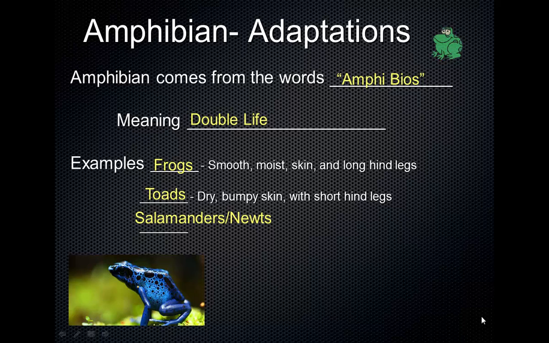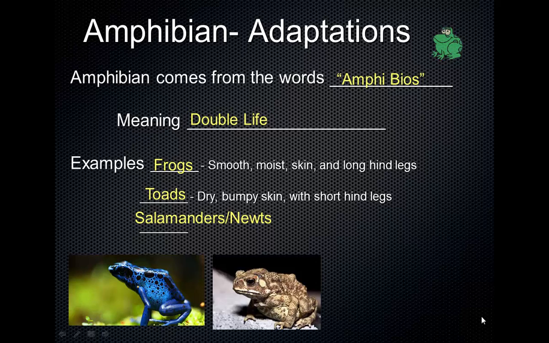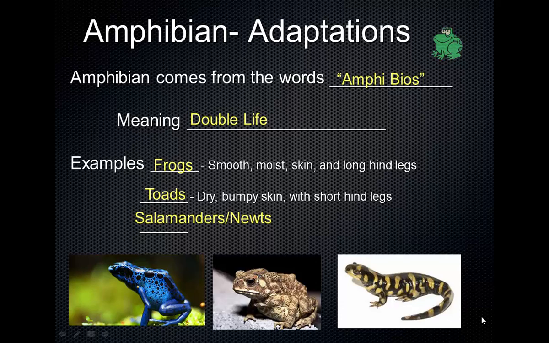So we have things like poison dart frogs. Most amphibians that have been identified are frogs. The smallest amphibians are tiny, less than a centimeter big frogs. The largest, it's a Chinese salamander that can be up to 6 feet long. So we have frogs, we have toads, and we have salamanders.